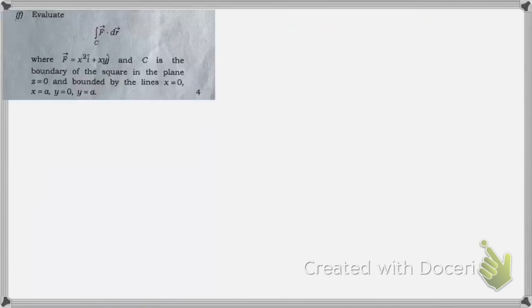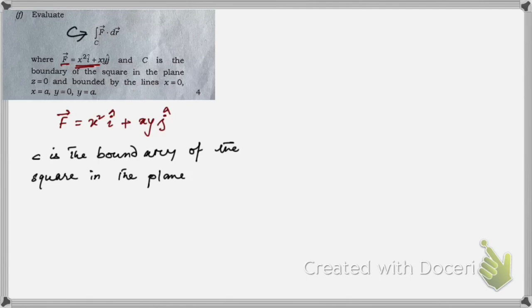This is 3f. Here we need to evaluate this closed integral, where F is the vector F equal to x square i cap plus xyz k cap, and C is the boundary of a square in the plane z equal to 0, that means the xy plane. This is the coordinate system, x, y, z. If z is equal to 0, then xy will be the plane, right? So hope you know these things.